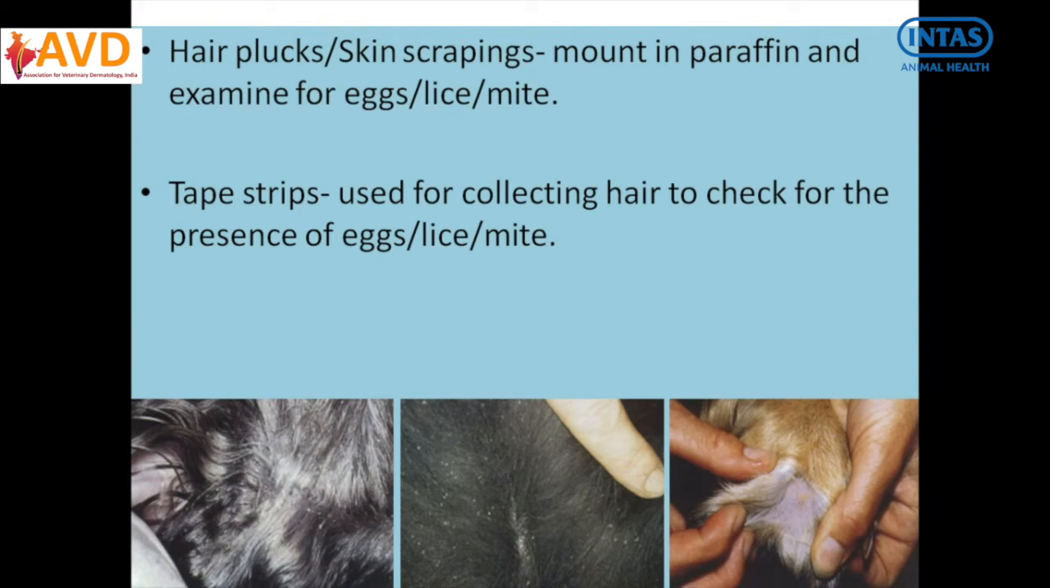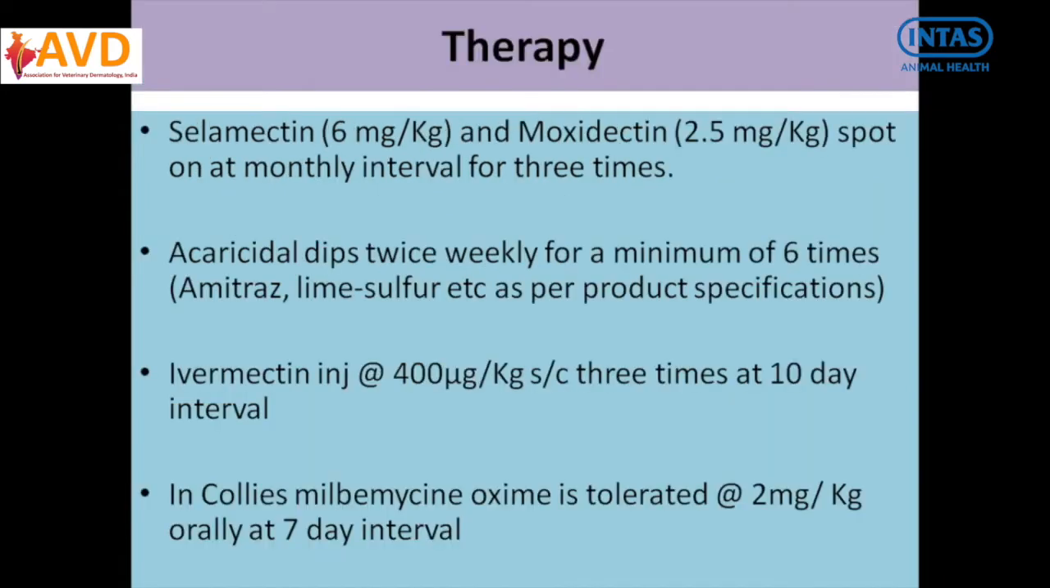So hair plucks or skin scrapings can also be used. You can mount in paraffin and examine for eggs, lice, mites, etc. So you can directly pluck the hair, or you can do skin scrapings also. Tape strips can also be used for sarcoptic mange. Not only for mange, it can be used for lice, and for Malassezia. So in many other conditions, you can use these tape strips. That test also can be employed in sarcoptic mange.